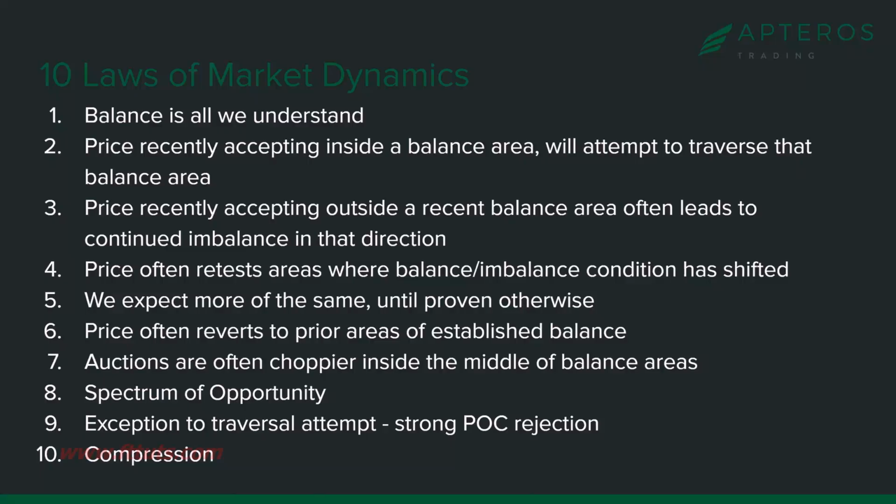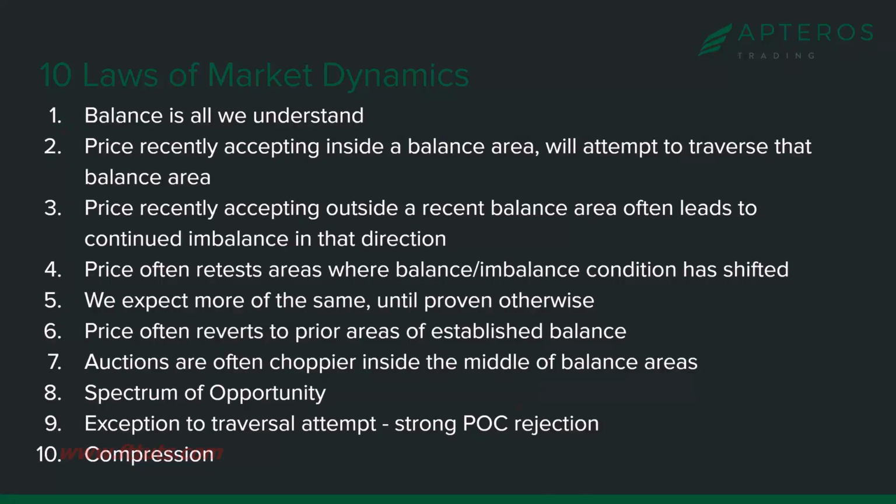Number seven, auctions are often choppier. The price action is often choppier inside the middle of balance areas. Number eight, there is a spectrum of opportunity, and we're going to teach you based on the language of narrative and understanding what's going on, where we currently are within the spectrum of low opportunity up to high opportunity.